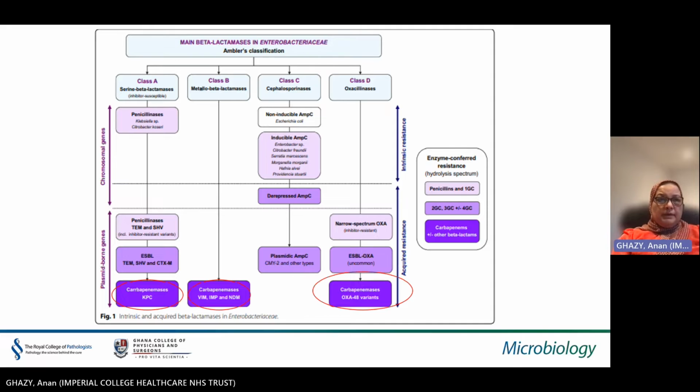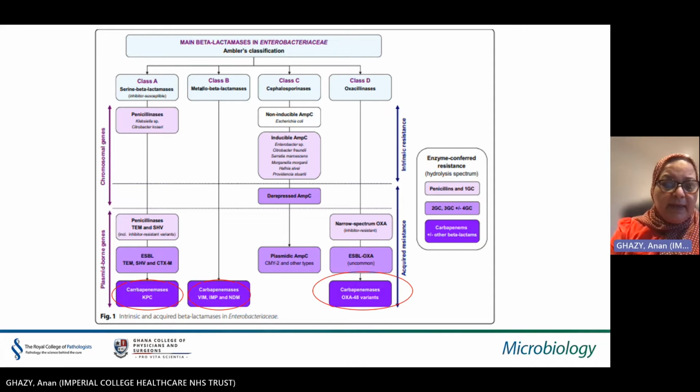This graph shows the classification of main beta-lactamases in Enterobacteriaceae, which is called the Ambler classification. The Ambler classification divides the multi-drug resistant organisms into 4 classes. Class A is usually beta-lactamases, and as we can see, it is associated with penicillinases, and it is serine-based beta-lactamases.